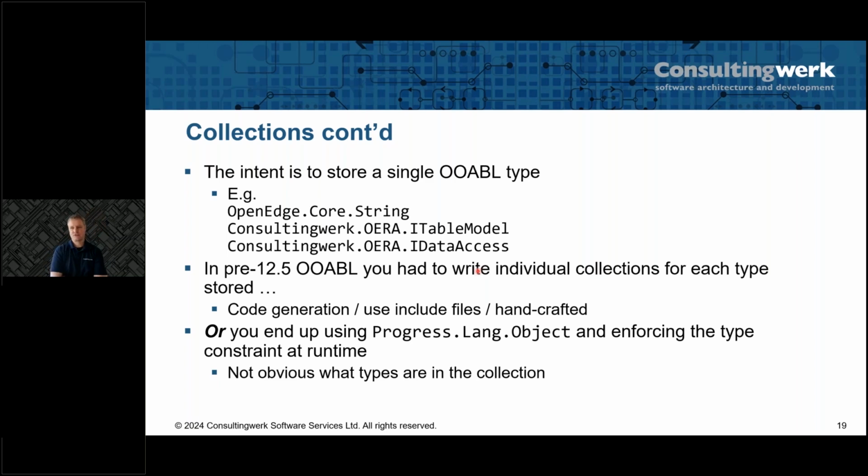So prior to 12.5, if you wanted to use collections, you had to write them yourself. And you tended to go one of 2 ways. So if you wanted to stick to an interface-based approach, where you had one I list, then you tended to use Progress.Lang.Object as the type, and then you had some form of type checking at runtime. So if you wanted to put data access objects into a collection, you had to accept everything and then have an assert statement, or an if not type-of kind of statement. And it makes it very unclear what types are in the collection from the definition, and there's no compiler help. So you tend to find errors at runtime rather than at compile time.